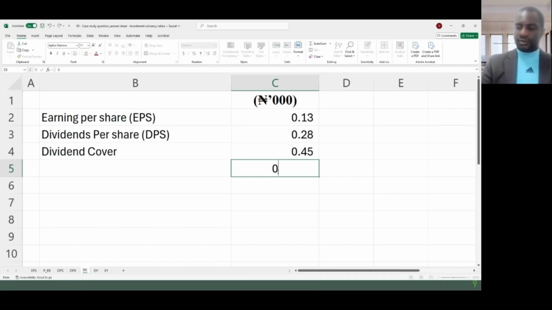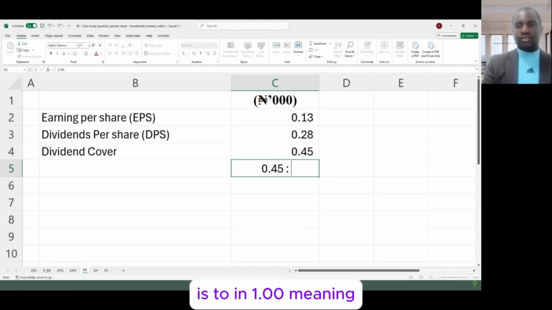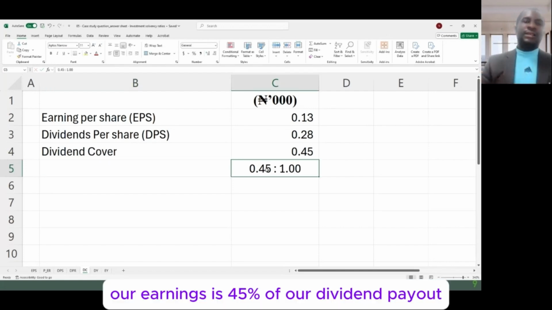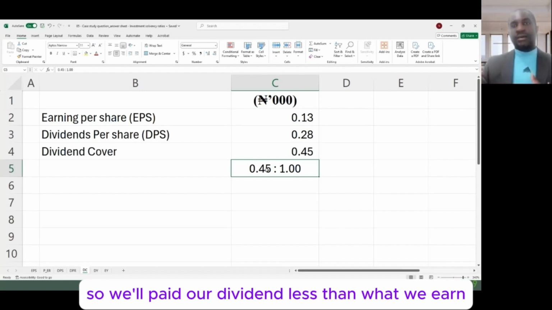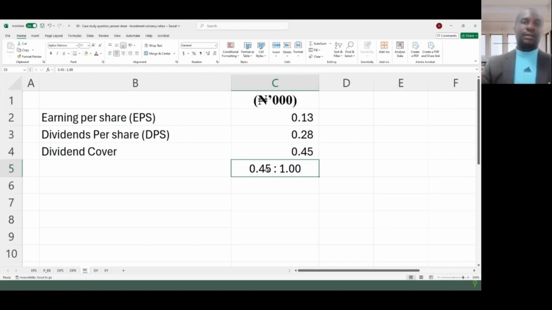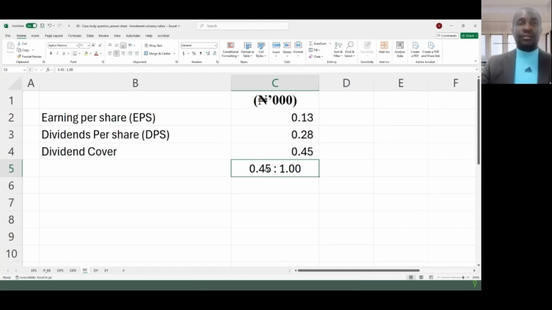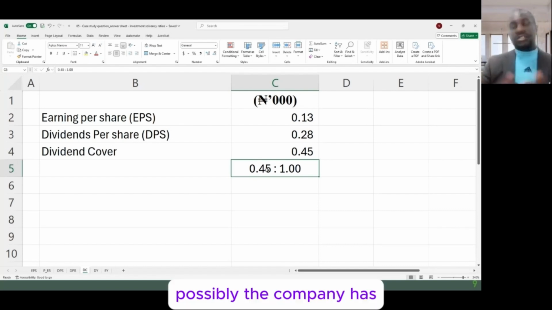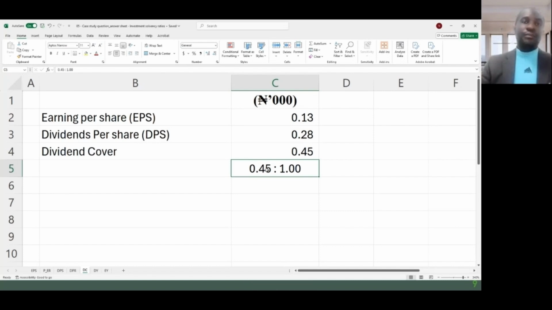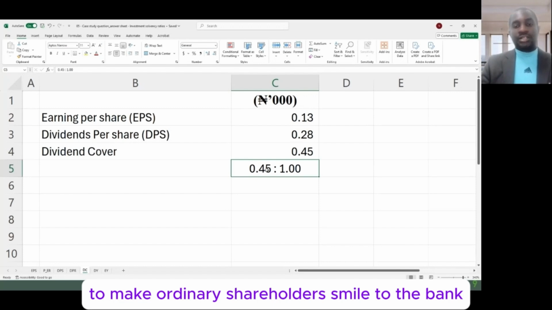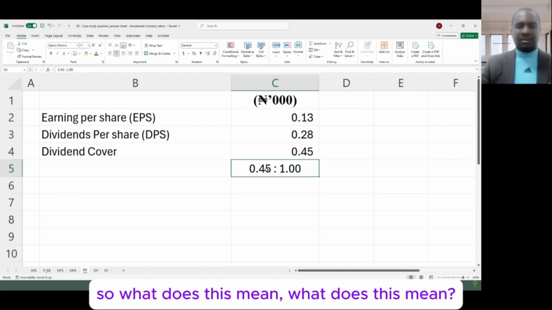So 0.45 is 0.46, meaning our earnings is 45% of our dividend payout. So we paid our dividend more than what we earn. This must have been out of accumulated retained earnings or accumulated profit over the years. Possibly the company has a fixed-term policy to pay dividend every year to make ordinary shareholders smile to the bank. So what does this mean?